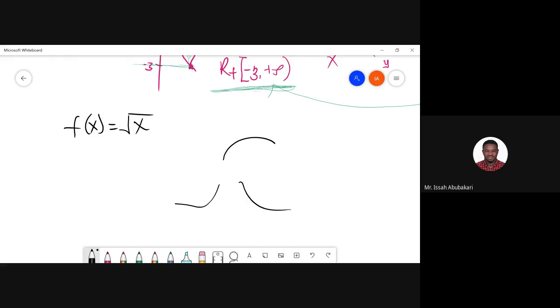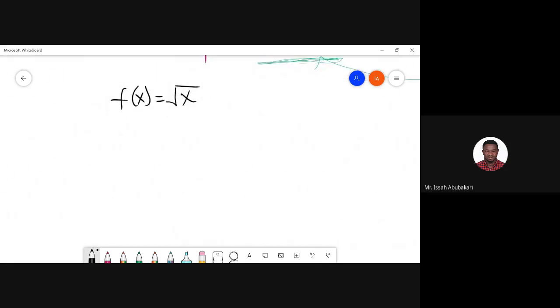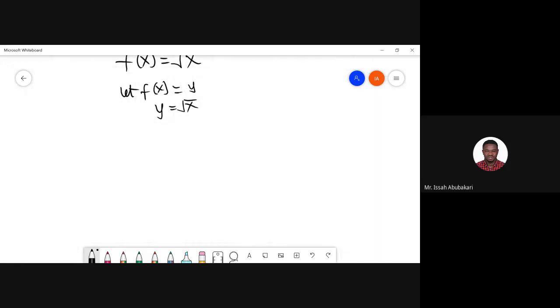And after that, we will end this and solve some examples. So first, let's equate this. Let f of x be equal to y. So we have y is equal to square root of x. Now, we are also going to note things down.